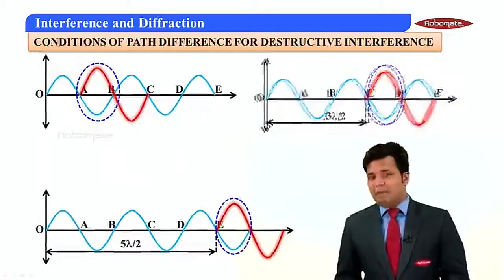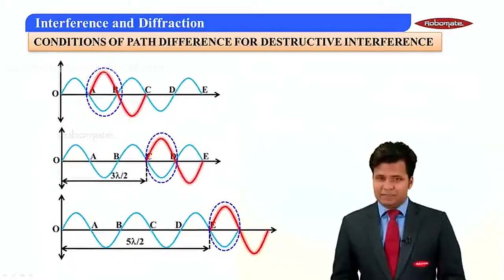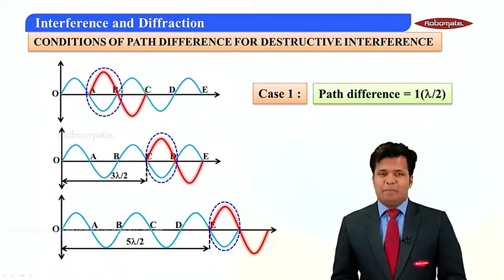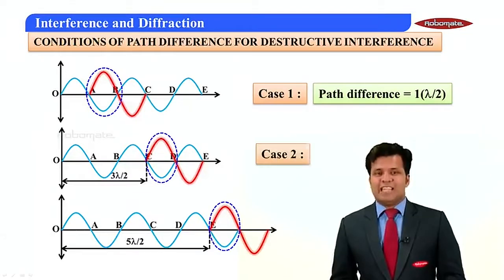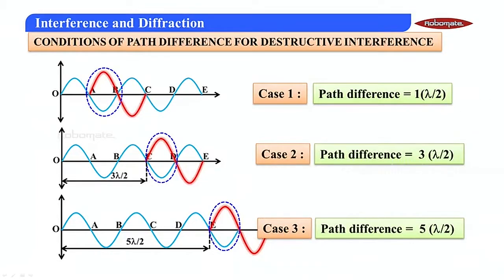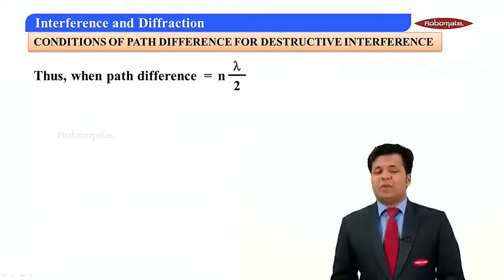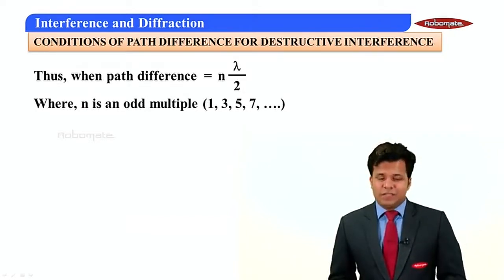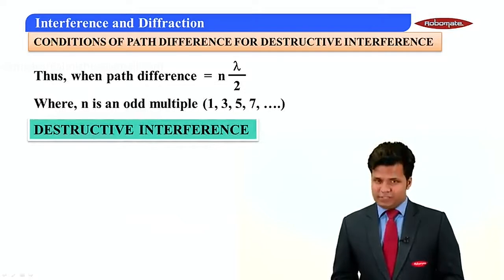So these are the three examples where we can understand that the wave is going for destructive interference. First case, path difference is 1 lambda by 2. Second case, path difference is 3 lambda by 2. Third case, path difference is 5 lambda by 2. 1, 3, 5 are nothing but odd multiples. So I can say whenever the path difference is n lambda by 2 and n is an odd multiple like 1, 3, 5, 7, it's going to give me destructive interference.